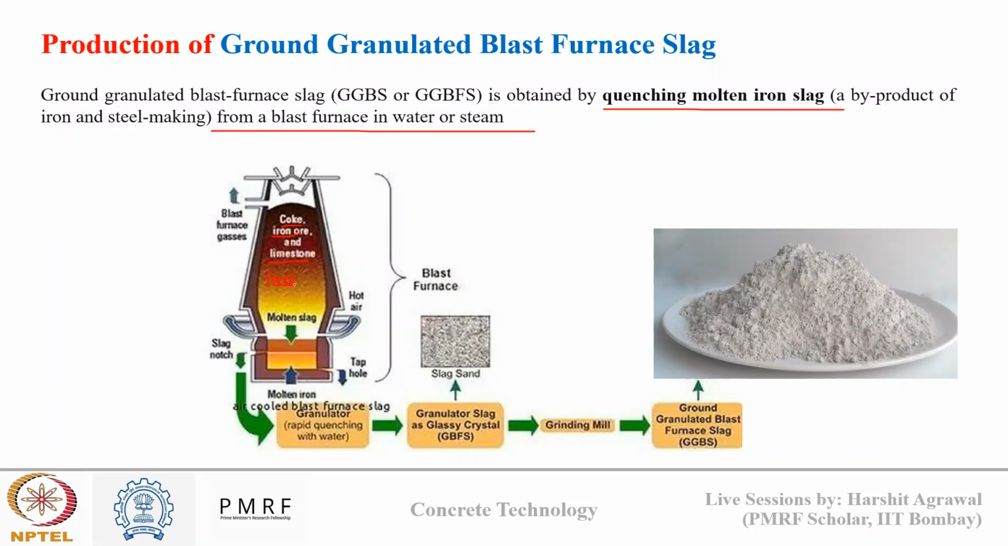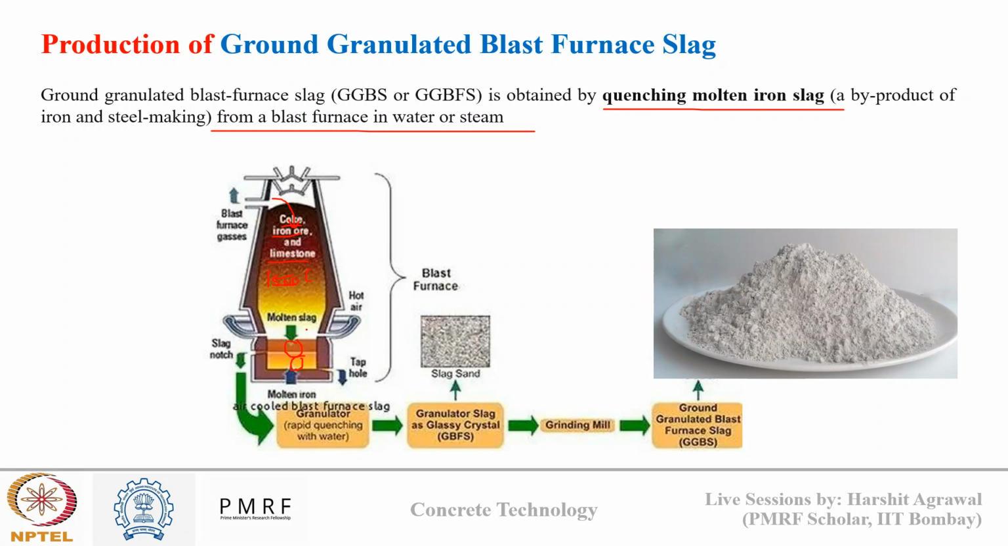So what happens at a high temperature of this range? The iron ore is reduced into molten iron, and the impurities that are present in the iron ore form a molten slag which floats on top of my molten iron. So this is my molten iron and this is my molten slag. From here I am feeding all the raw materials, they are heating, and my molten iron will settle down and molten slag will float at the top of my molten iron.